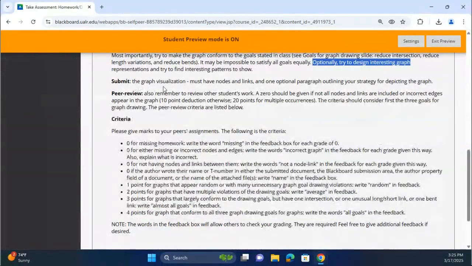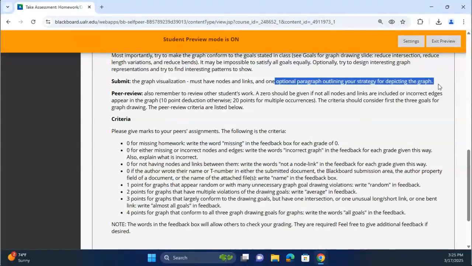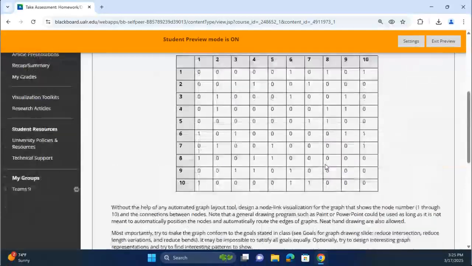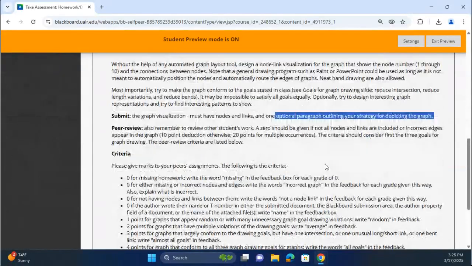So what I want you to submit is the graph visualization. And then again, there's an optional paragraph. If you have a strategy you're proud of, put it there. It doesn't have to be a whole account like, I started with 1 node, I added a link and put the second node, and then you display the graph with 2 nodes. I don't want to see how it was built, and I don't want your peers to necessarily have to look at that. All I'm asking is show us the final version of that graph. And even if you don't write anything, that's also going to be fine.